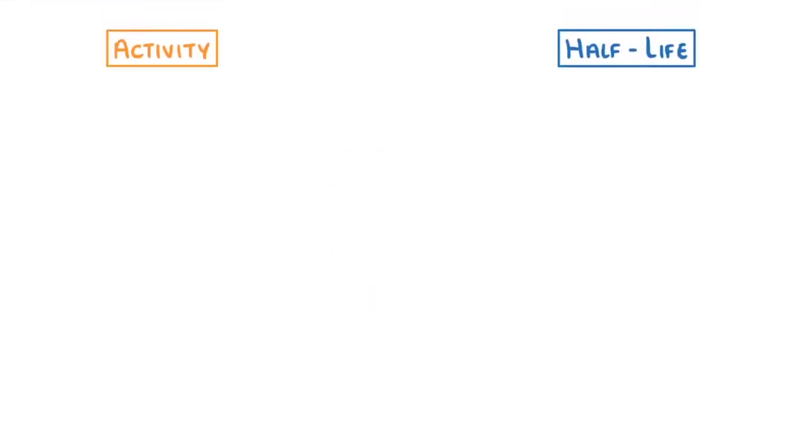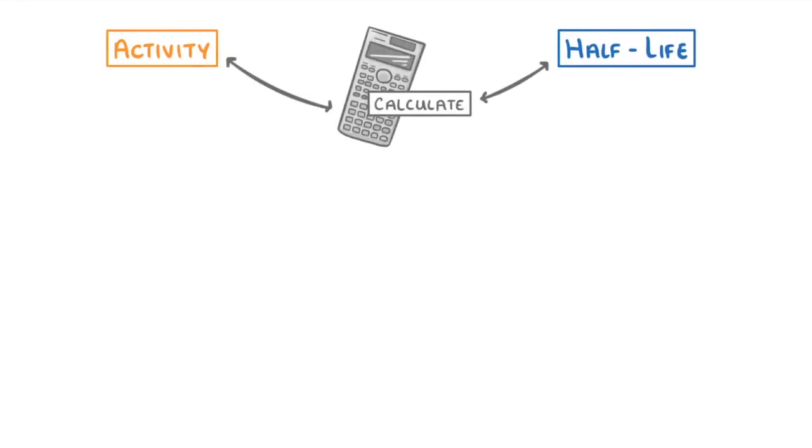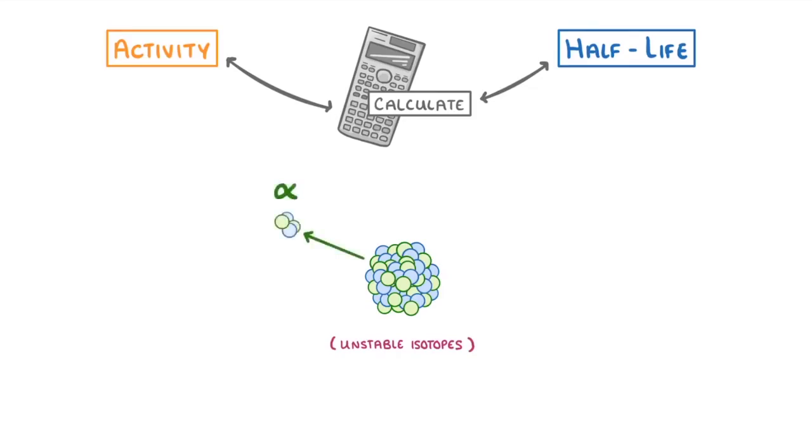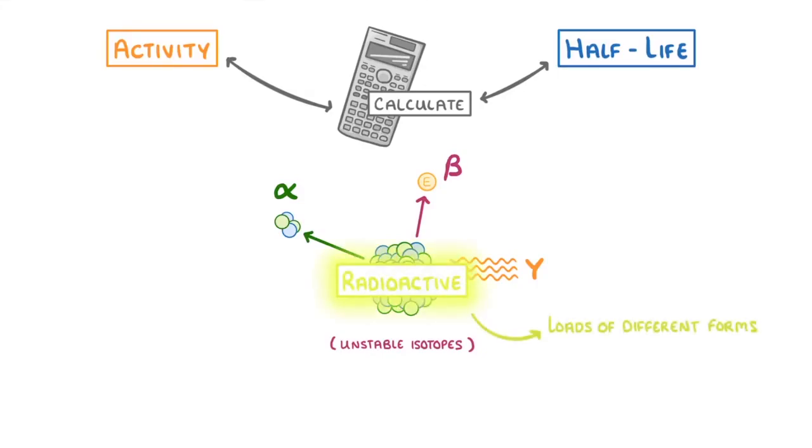In today's video, we're going to look at the terms activity and half-life, and see how we can calculate each of them. We've already seen that some materials contain unstable isotopes, and that in order to become more stable, they can decay by emitting some form of radiation, like an alpha particle, a beta particle, or gamma rays. We call materials like this radioactive, and they come in loads of different forms.